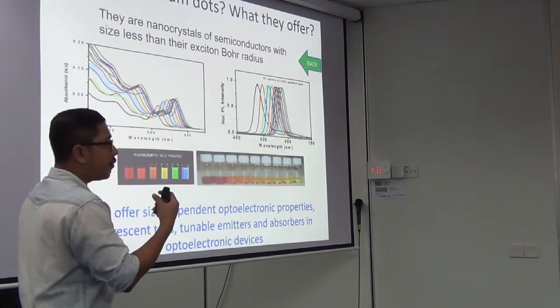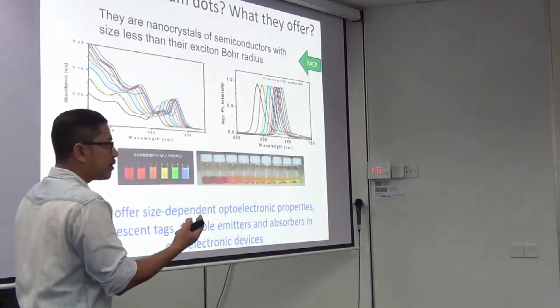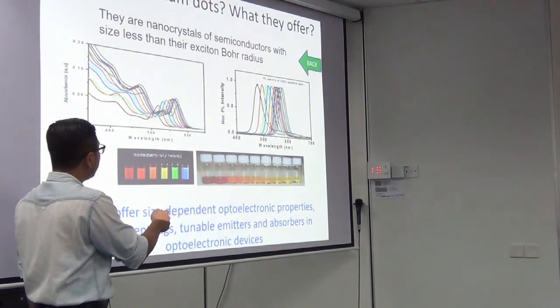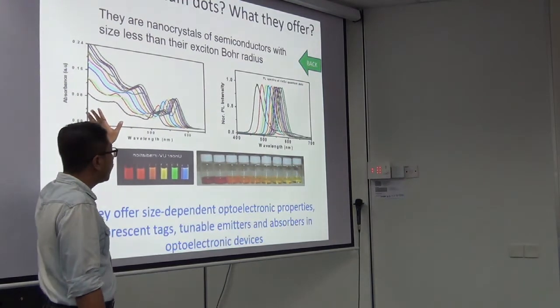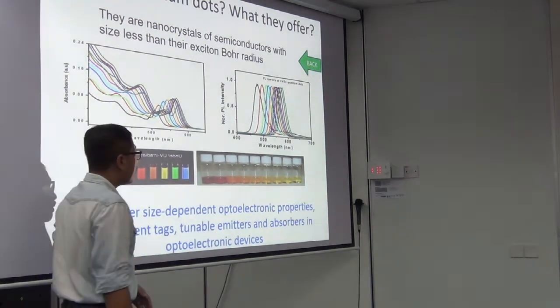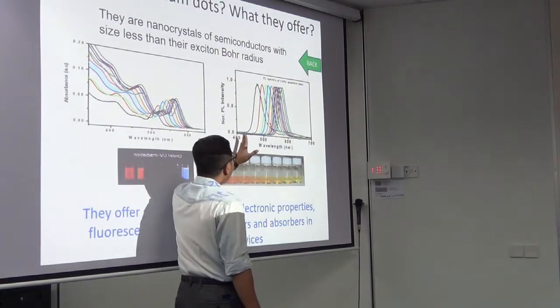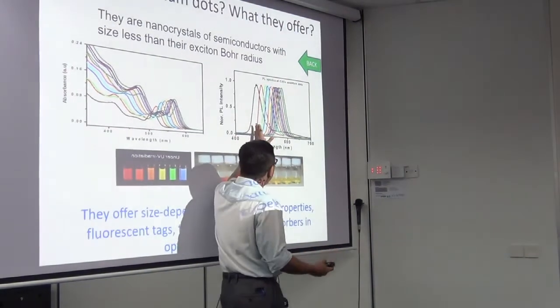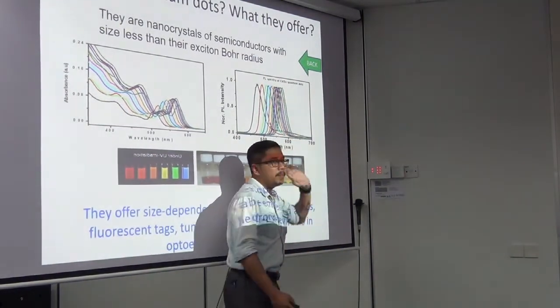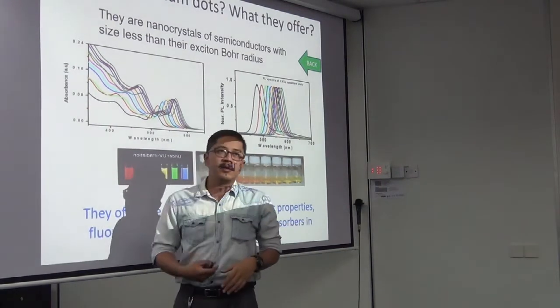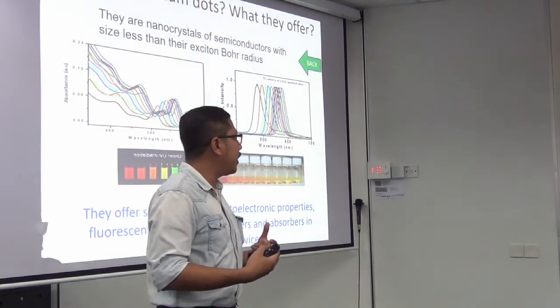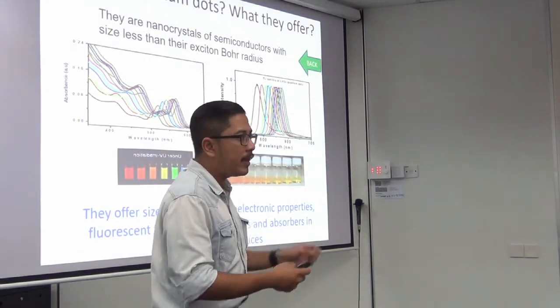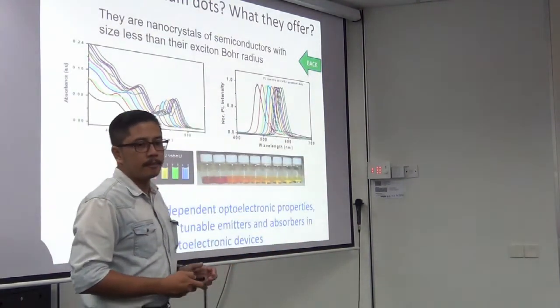Different sizes of the same material will give us different electronic properties, which could be observed in absorption spectra. This is from the PL spectra. Different sizes of quantum dots, even though the material is the same, will give us different peaks, meaning that the electronic structure is different. The way they behave with light will be different by tuning the size.